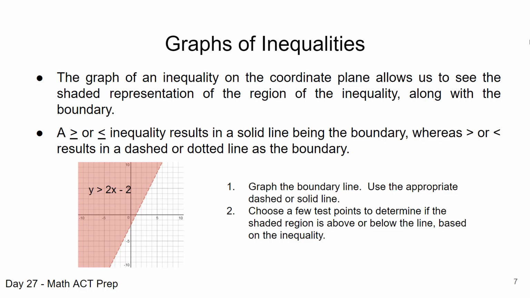If it was not a true statement, we would have shaded the region below the line that didn't include the point 0, 0. So choosing a test point and plugging it in will help you determine if it's included there. That's our shaded region. As you work more and more with this, you'll get better at being able to almost just look at it and tell that y greater than 2x minus 2 means the shaded region is above the line, but you can always use test points to determine that.